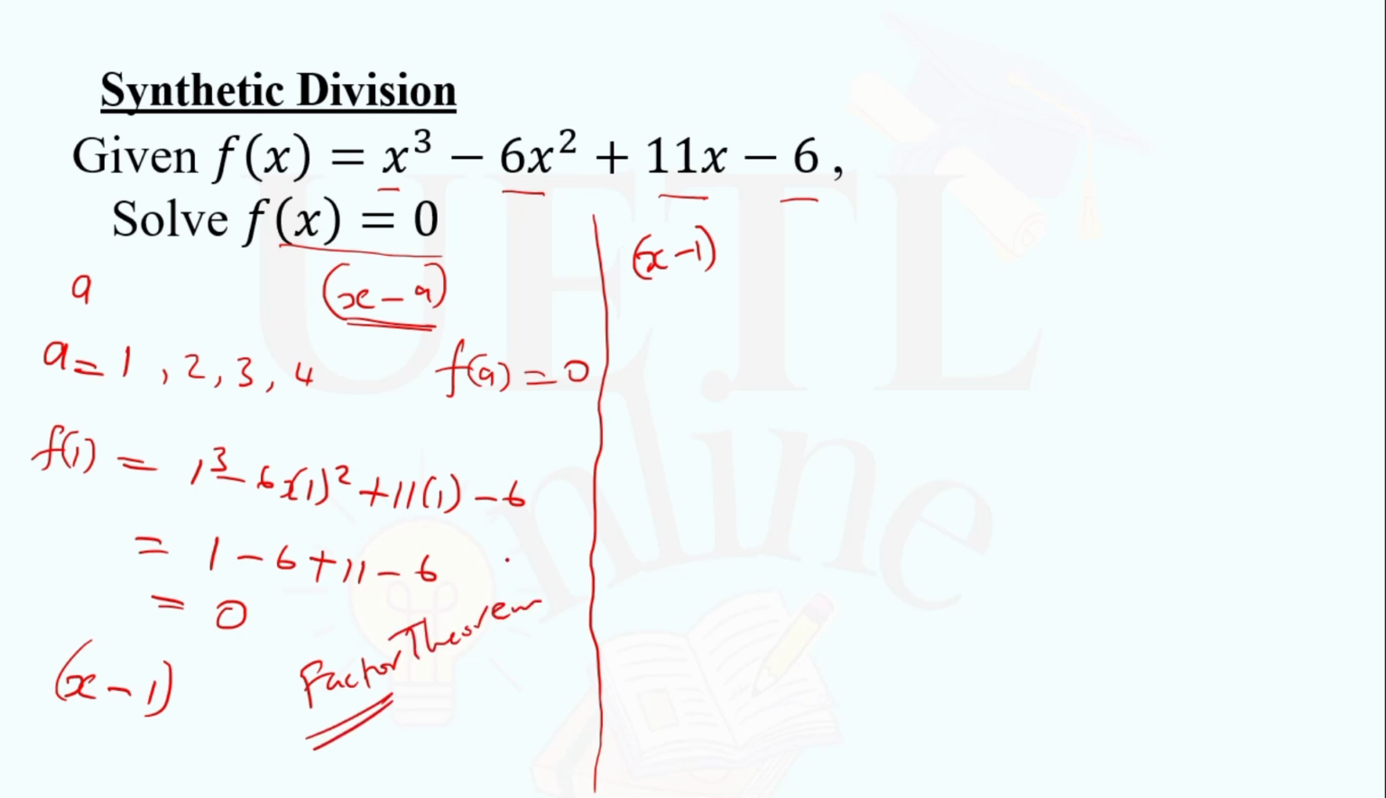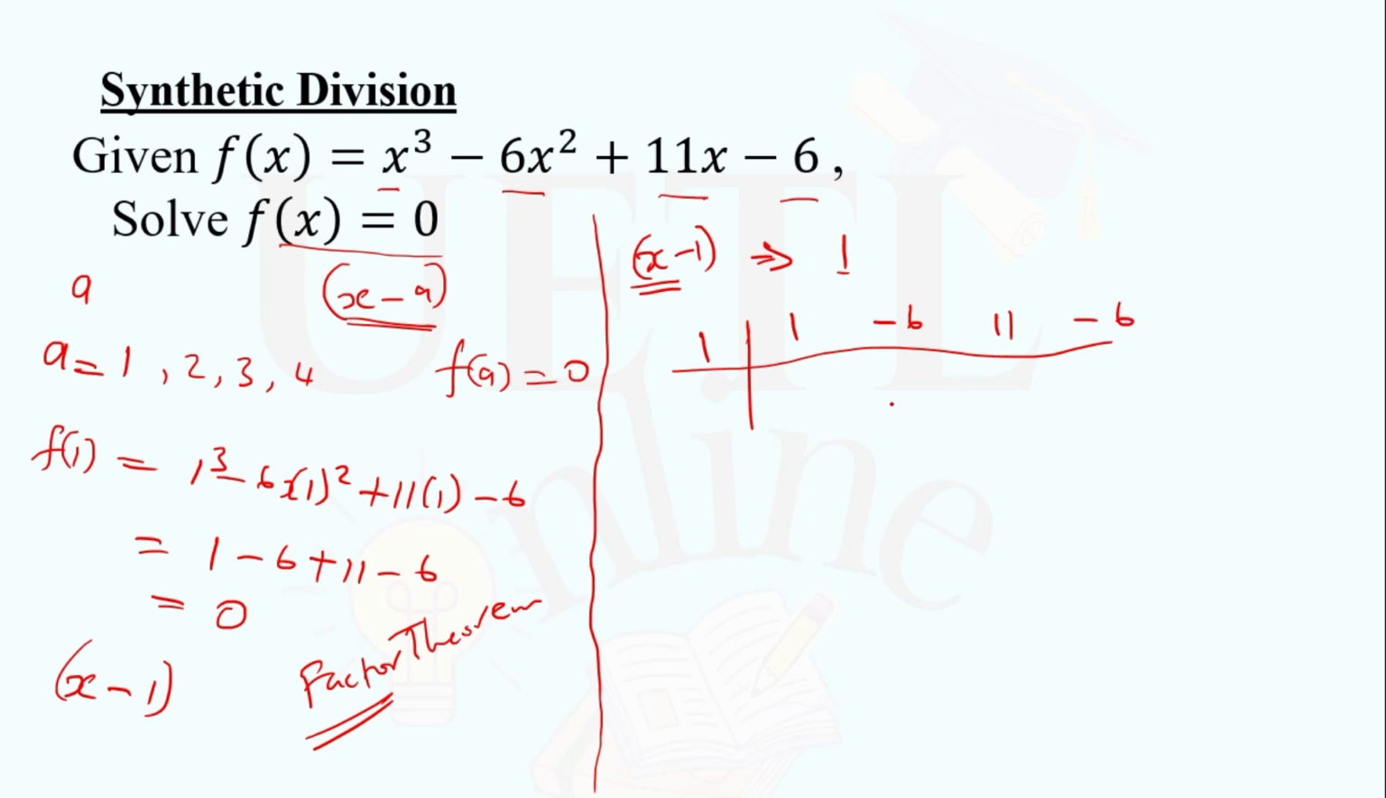Synthetic division is this: if we know that this is a factor, we take the a value, in this case 1. To find the other quadratic here, we take 1 and put it here. Then we create a table like this. Then you write the coefficients. In this case, it's 1, the next one is minus 6, the next one is 11, and the next one is minus 6.